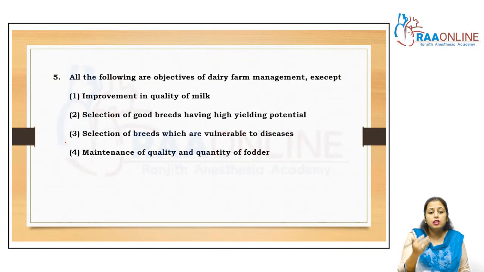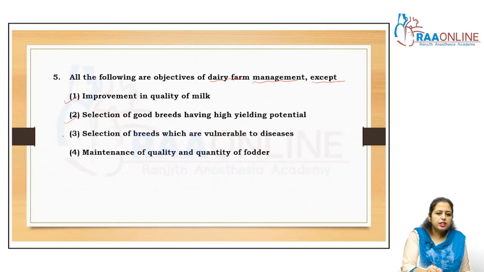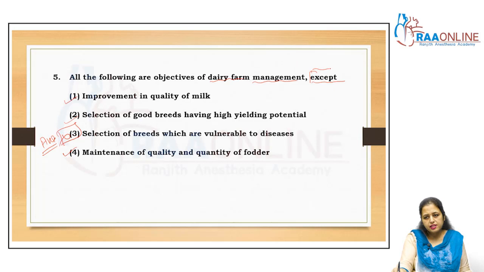Now come to the next question. All of the following are the objectives of dairy farm management except improvement in quality of milk, selection of good breeds having yielding potential, selection of breeds vulnerable to disease? No, it's not the objective of dairy farm management, and maintenance of the quality and quantity of the fodder. Yes, right? So according to that, the incorrect answer related with dairy farm management is 3. So the answer is that, right? That's why in that question, the exceptional case is asked.